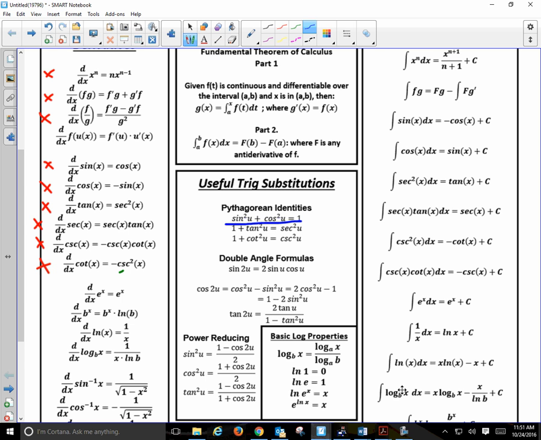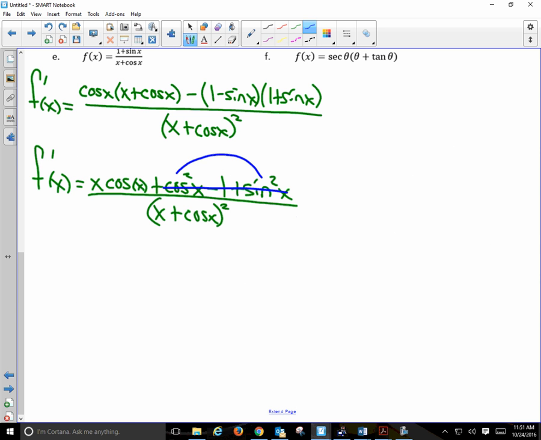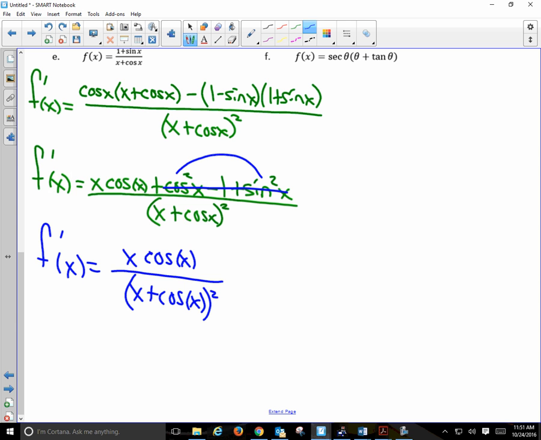Pythagorean identities. Very good. So we will head back here, and we have, again, f prime of x is equal to x cosine of x over x plus cosine of x, that quantity squared. So they're very similar, aren't they? You just, that's the answer.